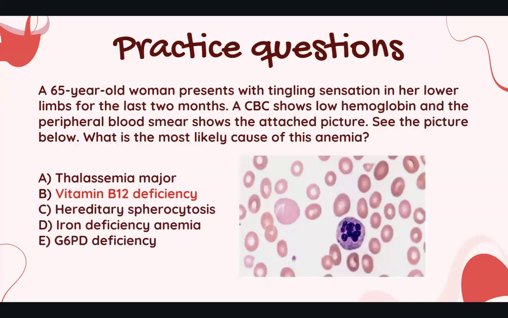So, a 65-year-old woman presents with tingling sensation in her lower limbs for the last 2 months, and a complete blood count shows low hemoglobin, and the peripheral blood smear shows the attached picture. So, as you guys can see, we have the polymorphonuclear neutrophil, and it has a lot of lobes. This is a sign of vitamin B12 deficiency in the lab findings. And that is it.